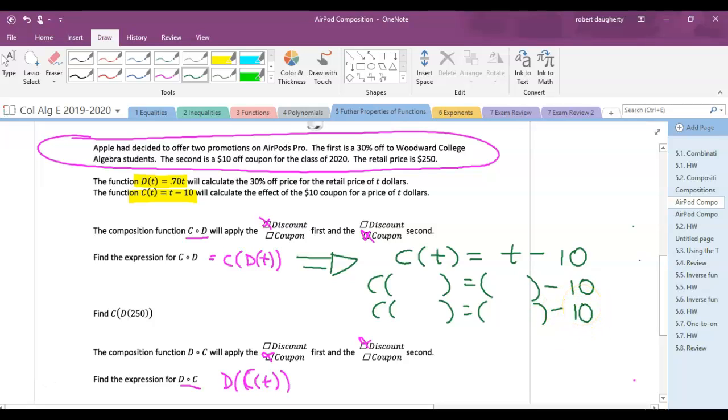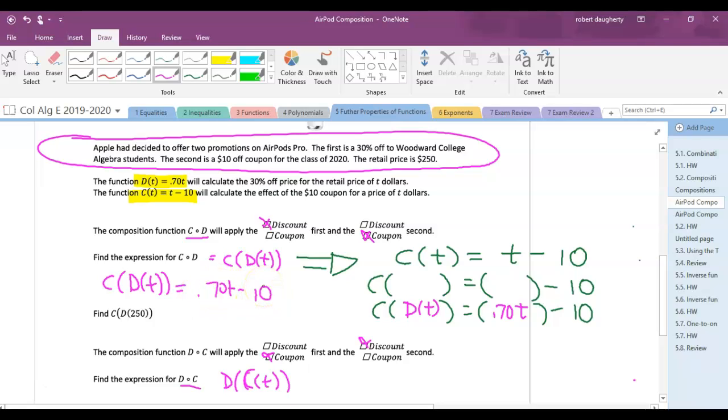What needs to get plugged into C? D of T. What is D of T? 0.70 times T. When you're evaluating at a specific number, you plug in that inside number first. When you're trying to find the expression for all values, that's the way we started out the class: I always started with the outside function, and then I plugged the inside function in. So this tells me that C of D of T is 0.70 T minus 10.